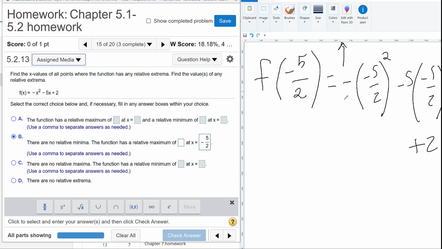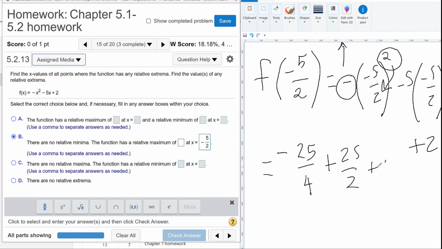So this is kind of tricky. Look, you've got a positive when you square it, but this is actually going to be negative 25 over 4 because this sign is not affected by this exponent. This is a positive, but once we do 25 over 4, we have to take the negative or the opposite of it, plus 25 over 2, and then plus 2. And of course, we have to get a common denominator to add fractions.